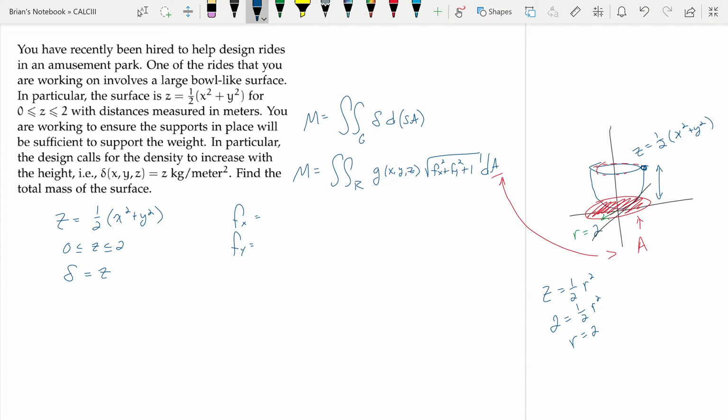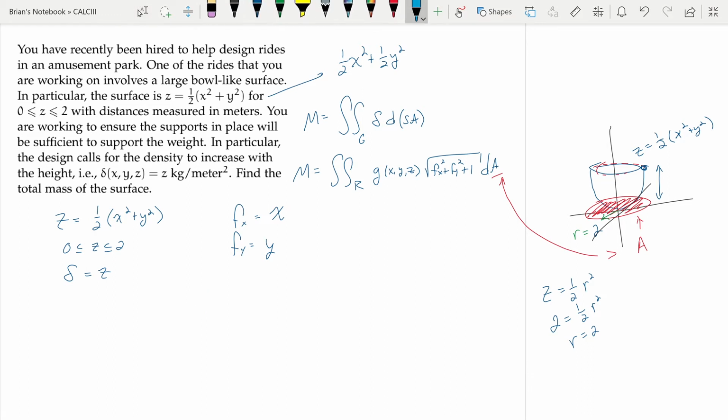It's pretty simple. We'll get our f of x is equal to, so we could distribute this out to 1/2 x squared plus 1/2 y squared, to make taking the derivative easier. So then we get f of x is equal to x, f of y is equal to y. Okay, perfect.